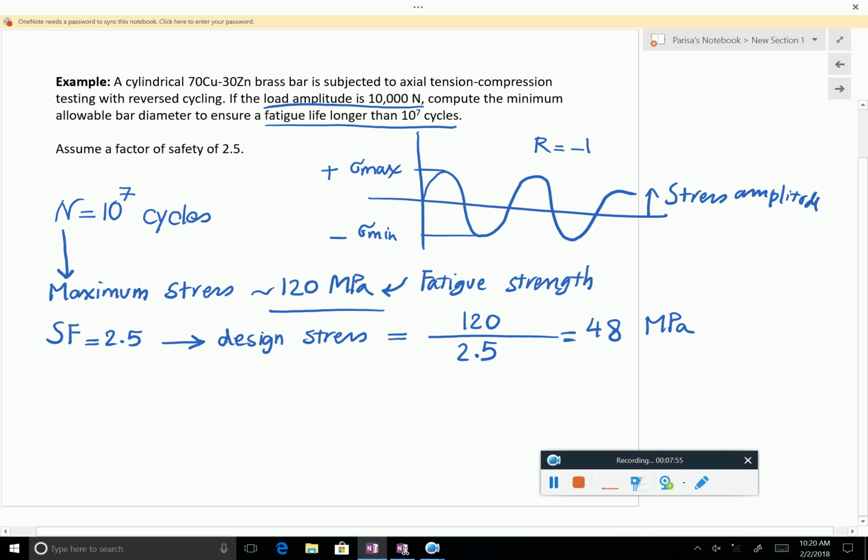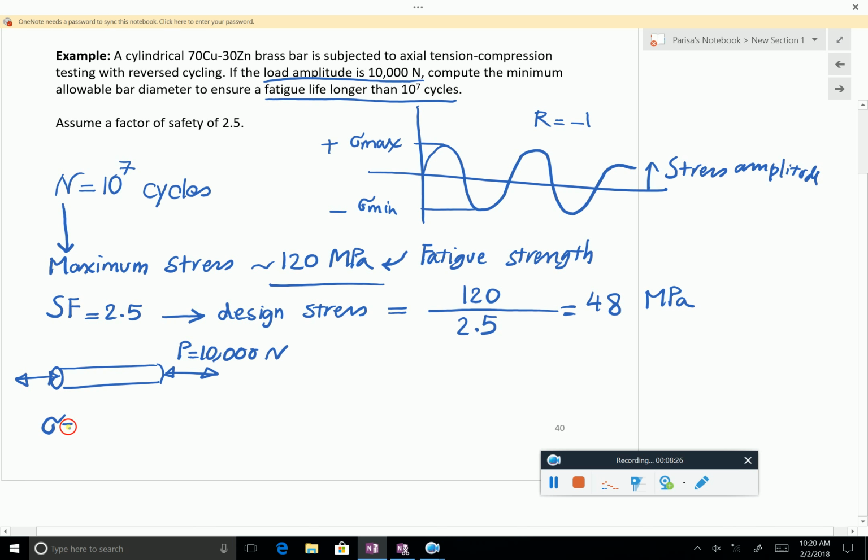And now the rest is very easy. This is a tensile compression. So you have a bar, cylindrical. It's going through a cyclic loading. Pay attention, I put the arrows on both directions. It means that you have tension, compression, tension, compression. So the load is 10,000 Newton. We know that. So the stress would be just load over A, and you want this to be less than 48 megapascal.